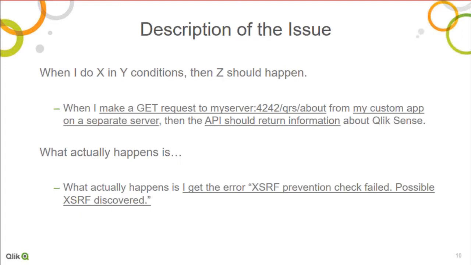So what do I mean when I say describe the issue? I'm talking about something like this: when I do X and Y conditions, then Z should happen. But what actually happens is something else. For instance, when I make a GET request to my server at port 4242/qrs/about from my custom app on a separate server, then the API should return information about Qlik Sense. And what actually happens is I get this error: XSRF prevention check failed, possible XSRF discovered.